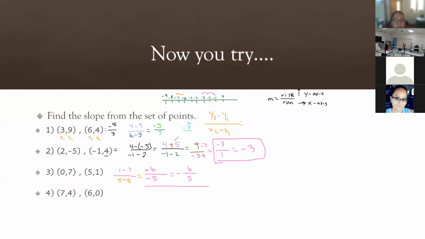So for our last one, it's going to be 0 minus 4 over 6 minus 7.